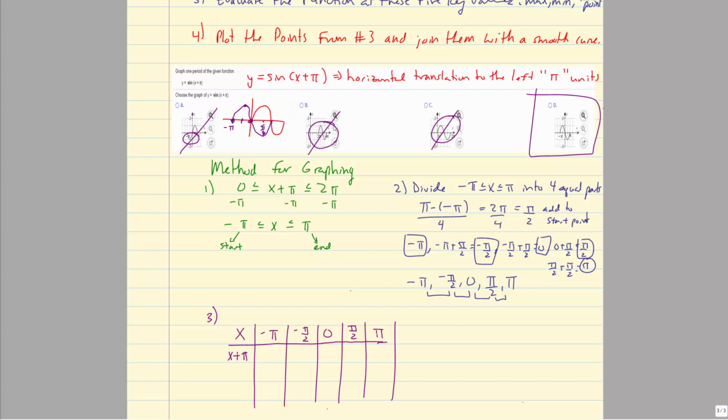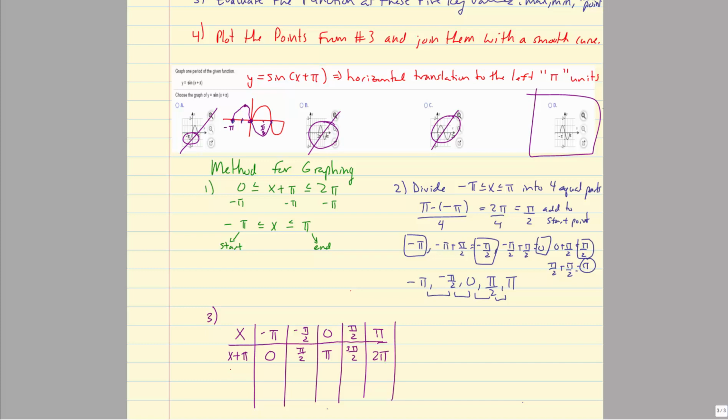So if we take x plus pi, this would mean I'd have negative pi plus pi is 0. Negative pi over 2 plus pi would be a positive pi over 2. 0 plus pi is pi. Pi over 2 plus pi is 3 pi over 2, and pi plus pi is 2 pi. Okay, so I'm taking each of these values of x and I'm plugging them in down here. And this chart that I'm creating then will allow me to evaluate this.